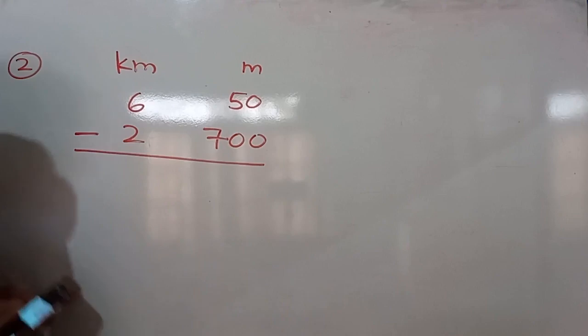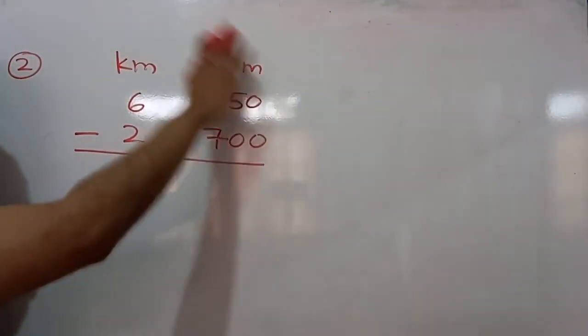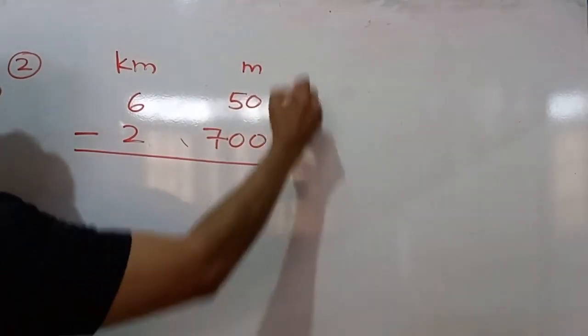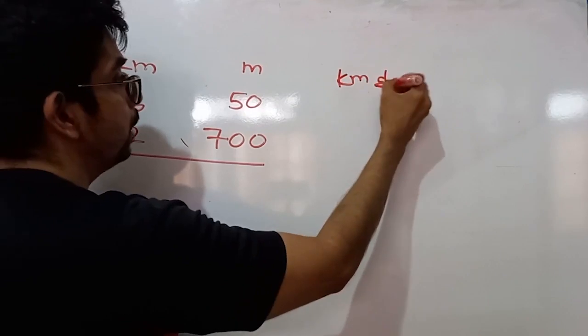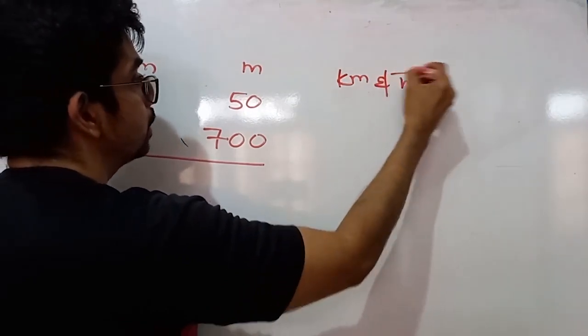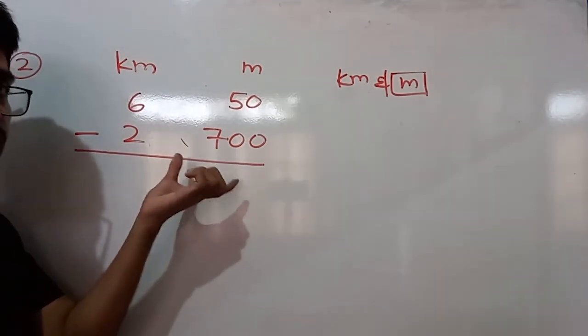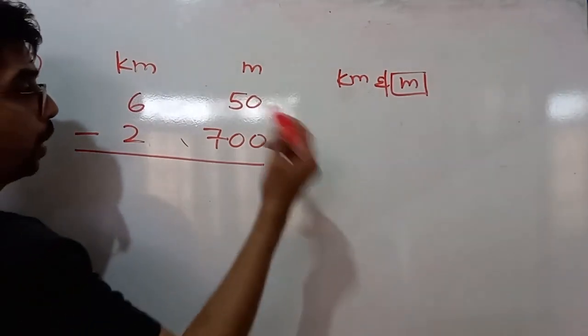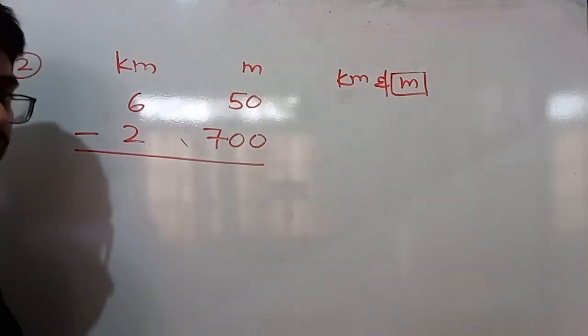Right. So just as before, we start the subtraction from the meters. Why? When we compare kilometers and meters, meters is the smaller unit. So we start from the smaller unit. At a glance we know we cannot subtract 700 from 50.